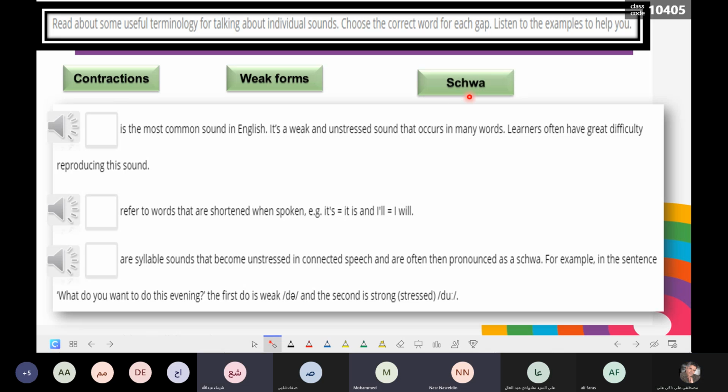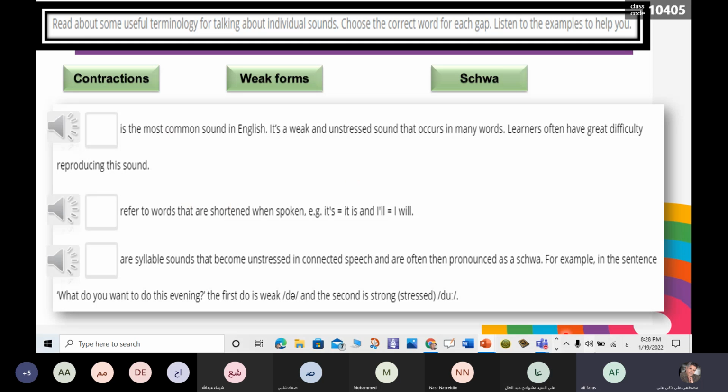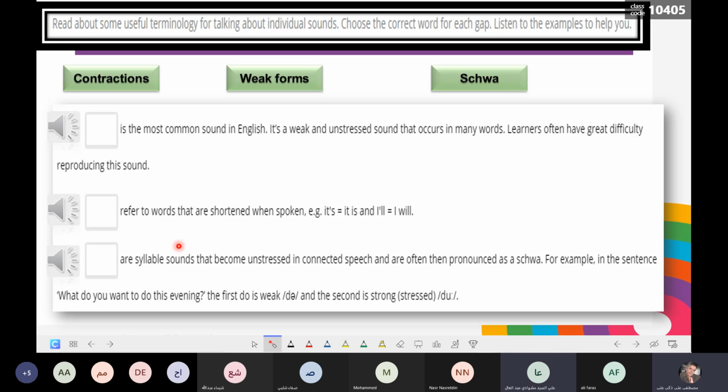Schwa. Okay, right, this is schwa. Can you think of the other two sentences? I bought my computer. Contractions, number two, refer to words that are shortened when spoken. For example, it's, I'll. The word contractions means words that are shortened when spoken, and instead of saying "I will," we say "I'll." So this is the definition of contraction.